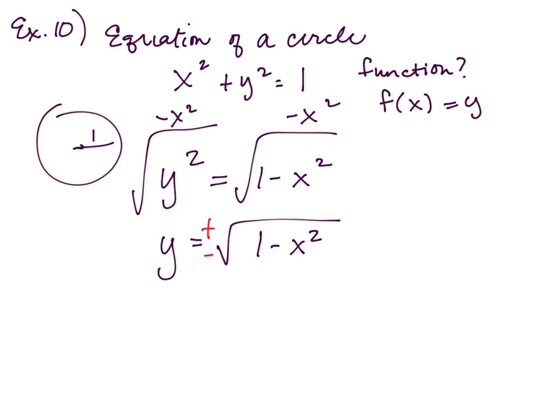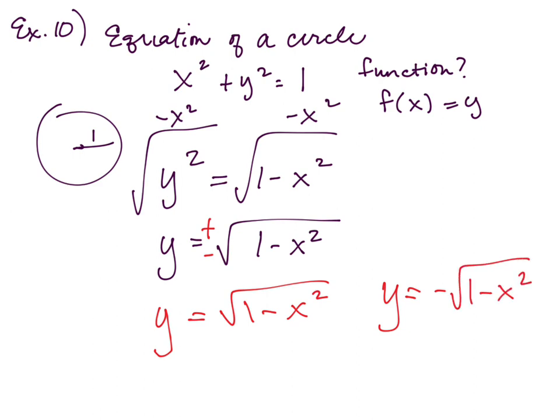So can the equation of the circle be represented as a function? No, not unless I split it. If I split it and I say, okay, y is equal to the square root of 1 minus x squared, and also y is equal to negative square root 1 minus x squared, each of these are functions. But this one altogether is not, because it's got 2 options for one input.